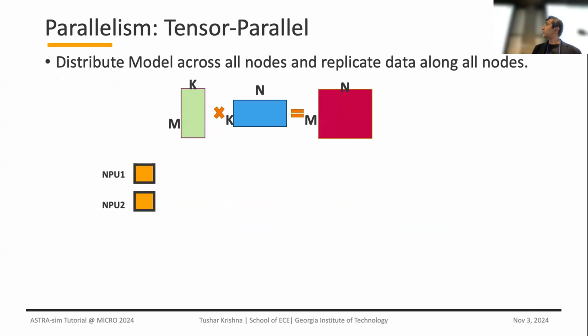Another parallelism strategy is what's called tensor parallel. So tensor parallel is where you actually shard the model itself and try to distribute model weights across different NPUs. And so in this example, I've split this across these two NPUs.